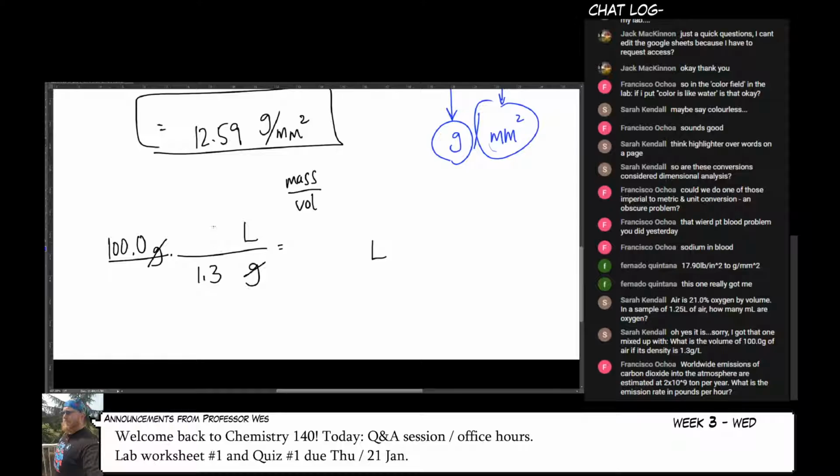So 1.3 grams would be 1 liter of air according to its density. So 100 divided by 1.3 would be 76.92, which I would have to round to 2 sig figs here. So 100 grams of air is 77 liters, which seems absurd, but air is not very dense. Like, if you fill a 2-liter bottle with air, it weighs less than a wheat thin. The air inside, anyway.